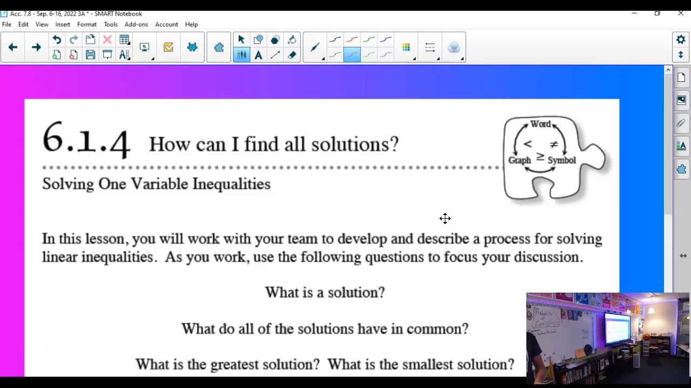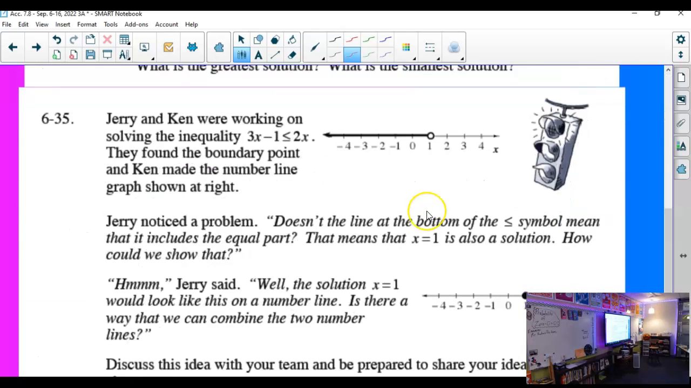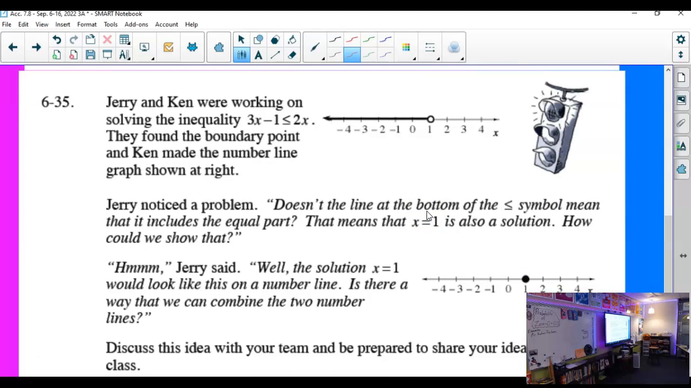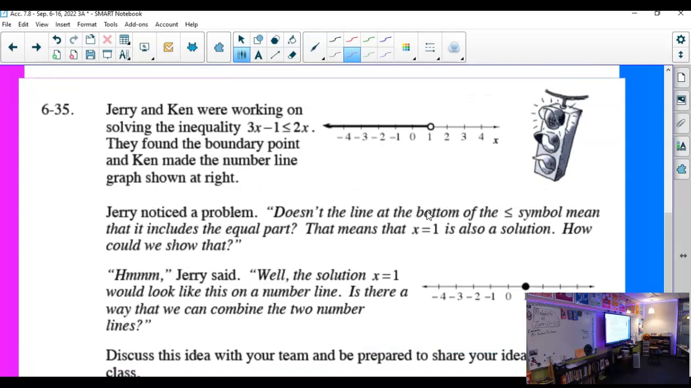So today, notice what's not in your bin. There are no algebra tiles to play with anymore. I'm not saying that you can't use them anymore. They're available. But if we get asked to solve these without algebra tiles, I bet we can. So, in 35, it says Jerry and Ken.